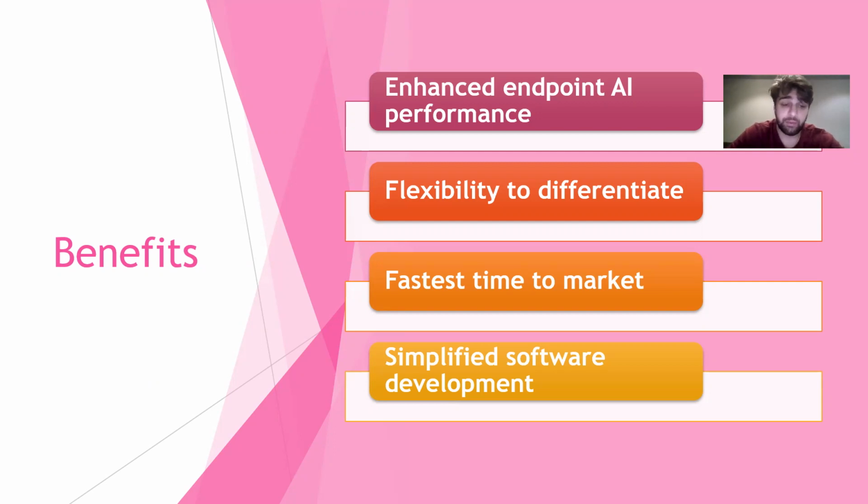The second benefit will be the flexibility to differentiate. ARM custom instructions extend the processor's capabilities for workload-specific optimization. Also, the fastest time to market: the Corstone-300 reference design offers the fastest, most secure way to incorporate the Cortex M55 into an SoC.